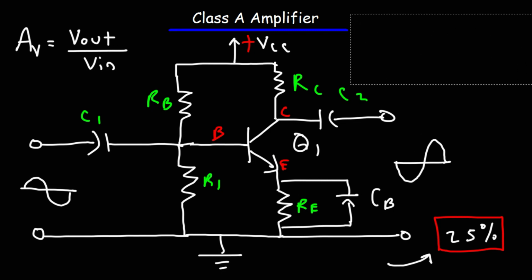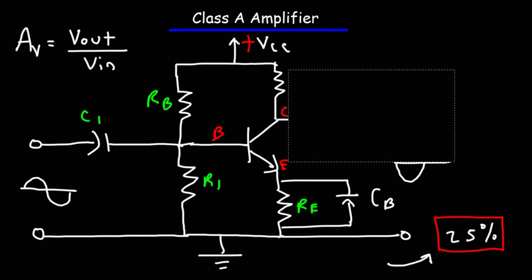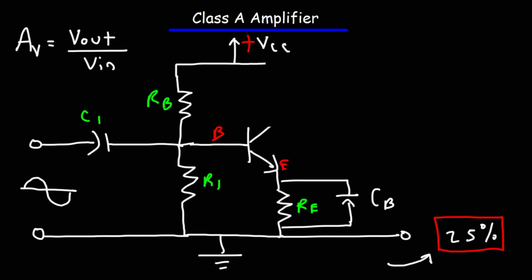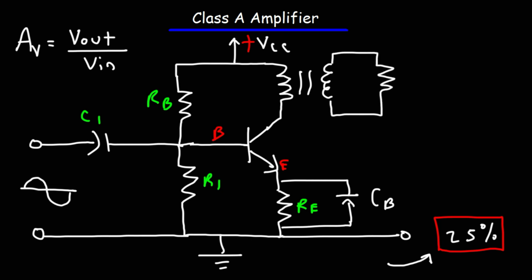Now there's something that you could do to increase the efficiency of the Class A amplifier. In order to do that, you need to replace RC with another element, that is a transformer. And so what we have here is a transformer coupled Class A power amplifier. So the output is going to be across the secondary part of the transformer. What you could do is replace it with a load resistor if you want to.